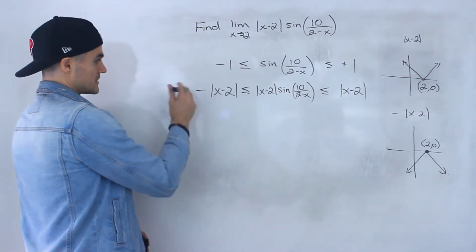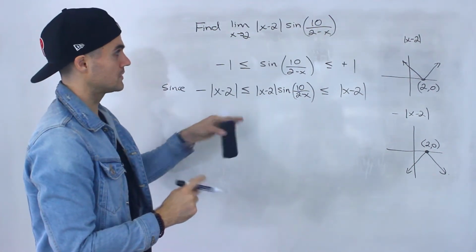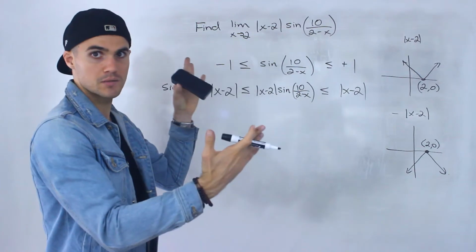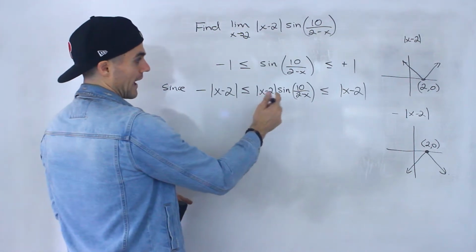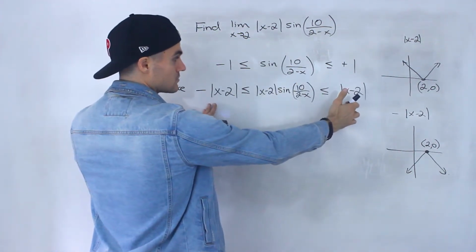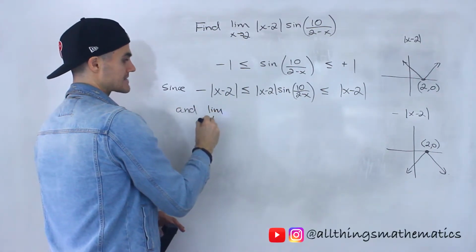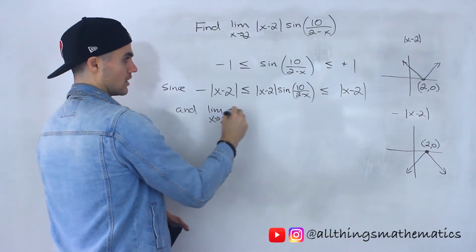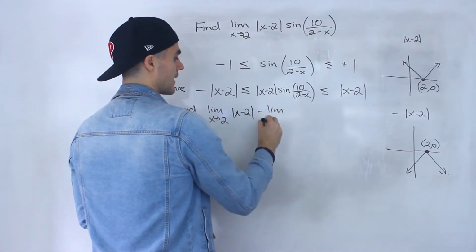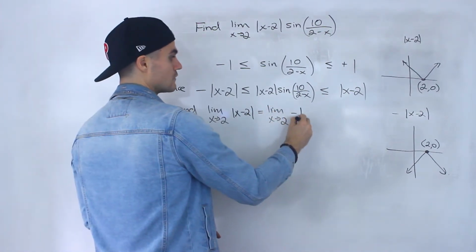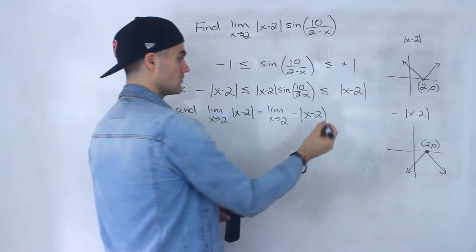Right? So since we know this inequality is going to hold, because this expression itself is always going to be between -1 and +1. It can never exceed that boundary. Then we know that this expression is going to be between these values. So since that inequality holds, and since the limit as x approaches 2 of absolute value of x minus 2 is equal to the limit as x approaches 2 of negative absolute value of x minus 2, notice that both of them are going towards that y value of 0.